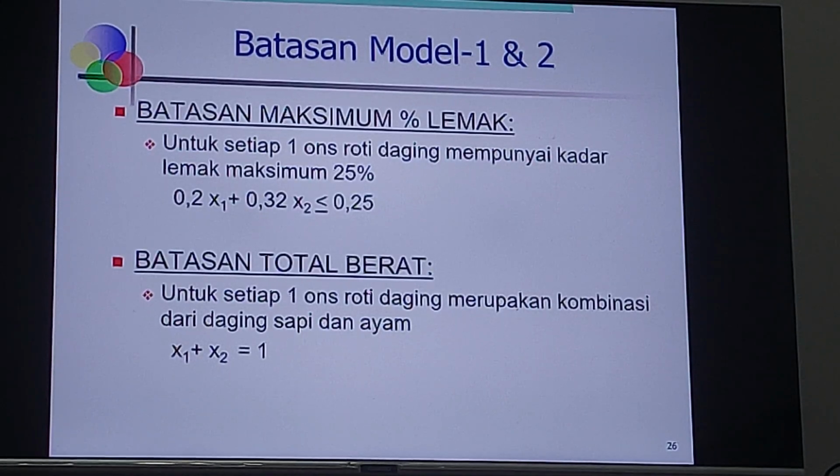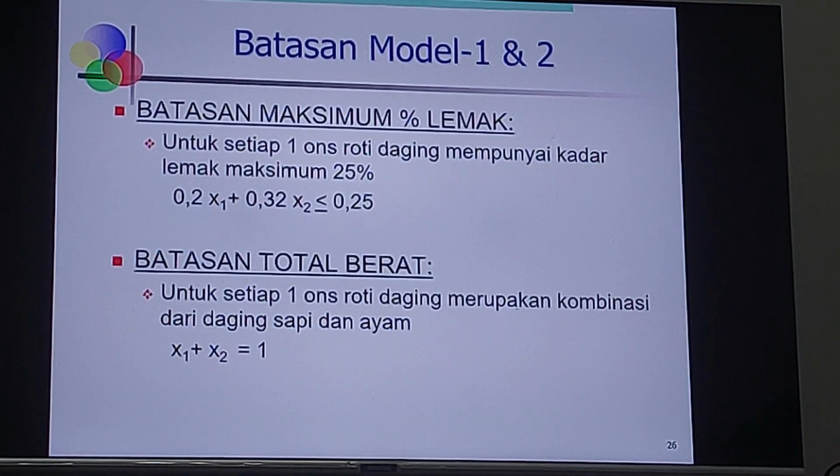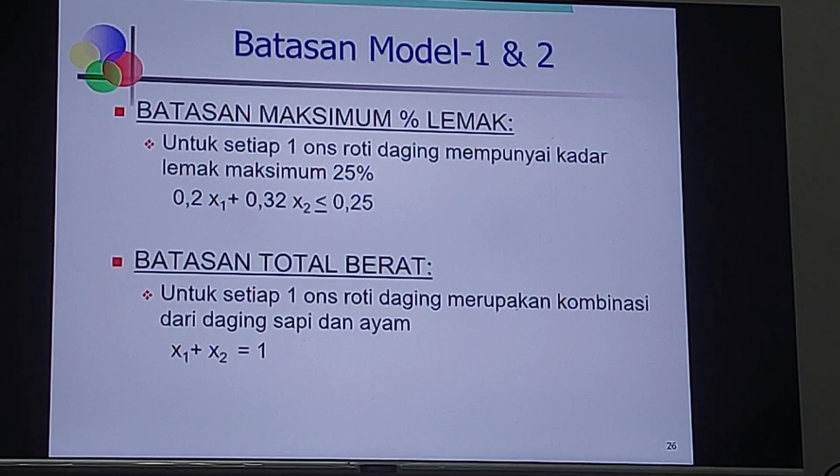1 ounce of X1 has 20% fat. 1 ounce of X2, which was chicken, no? Yes. Go the other way around. It has 32 percent fat. So the coefficients are 0.2 and 0.32, and the total has to be less than or equal to 25%.